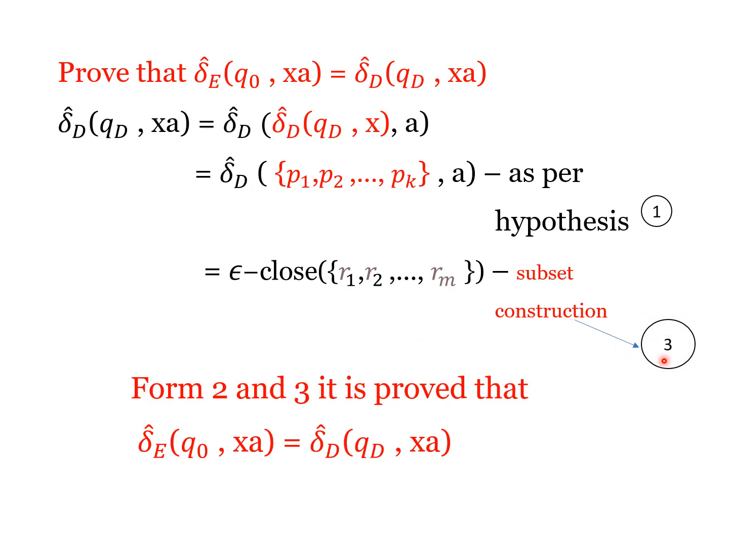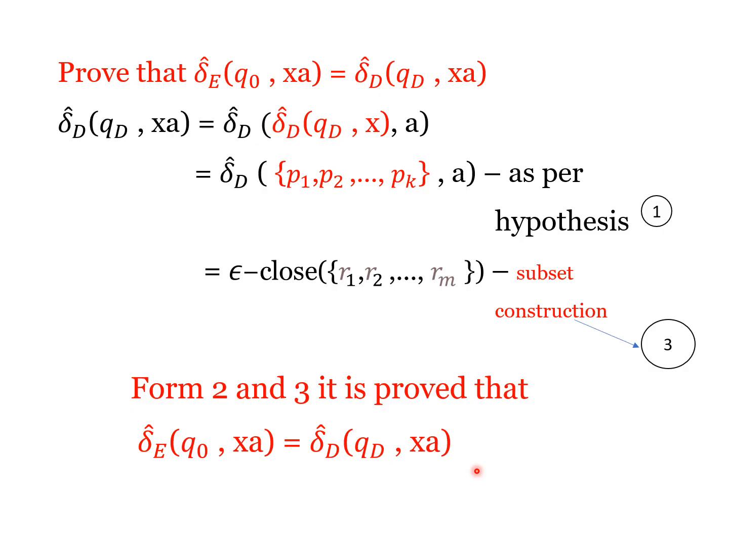So this we are taking as equation 3. Already we have told that from equation 2, the left hand part is obtaining this one, and the right hand part is also obtaining this one. So from 2 and 3 we have proved that del cap E of Q0, Xa is equal to del cap D of Qd, Xa. Thus we have proved the one leaf part.